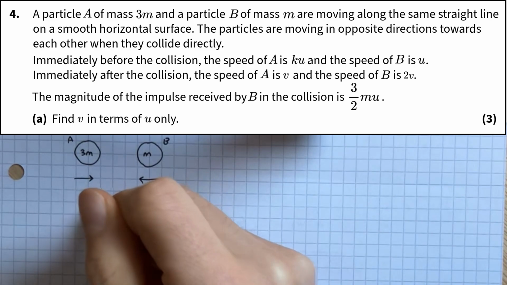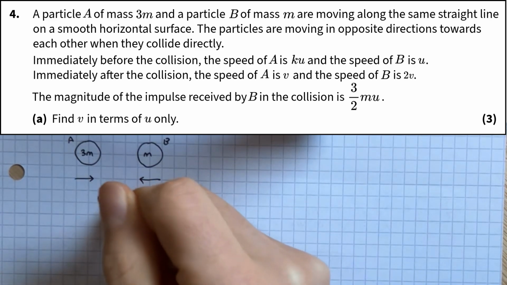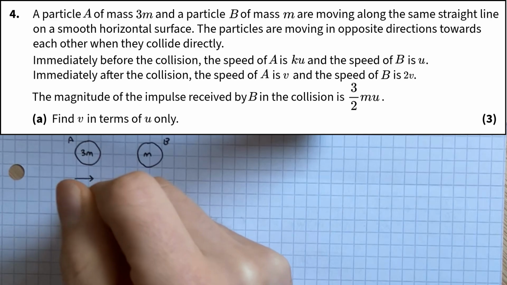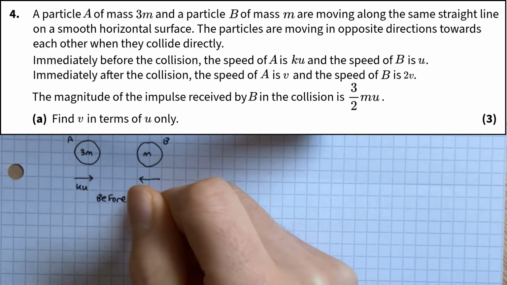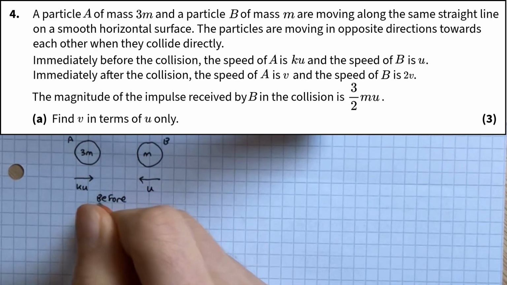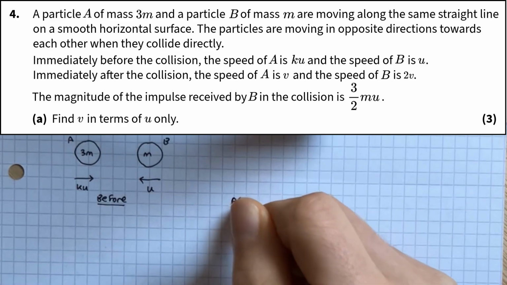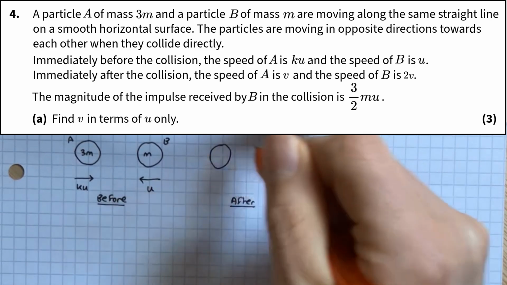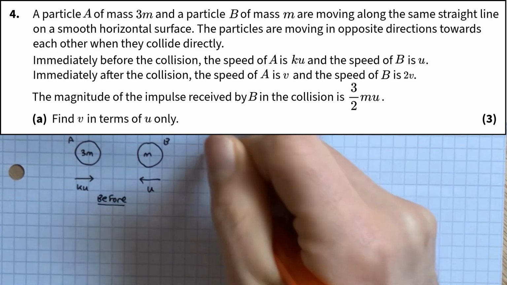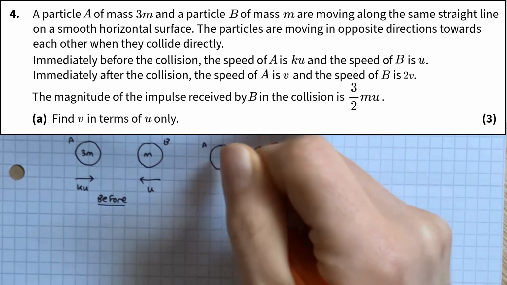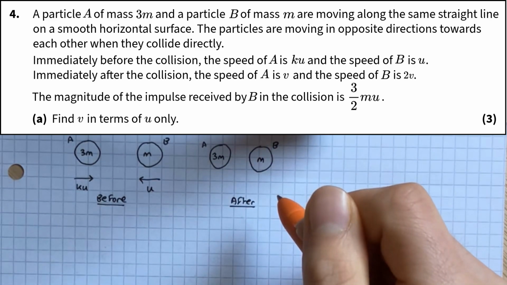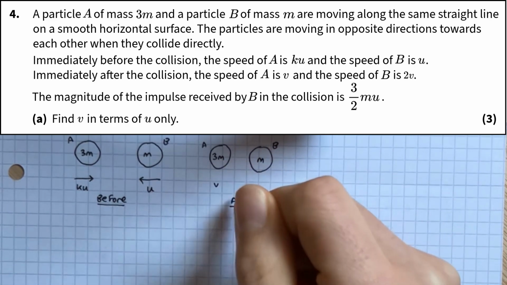Before the collision, the speed is ku for A, and before the collision, the speed is u for B, like this. That's before. Let's consider afterwards. So afterwards, the masses are still the same, but this time the speed is v for A, and the speed is 2v for B.